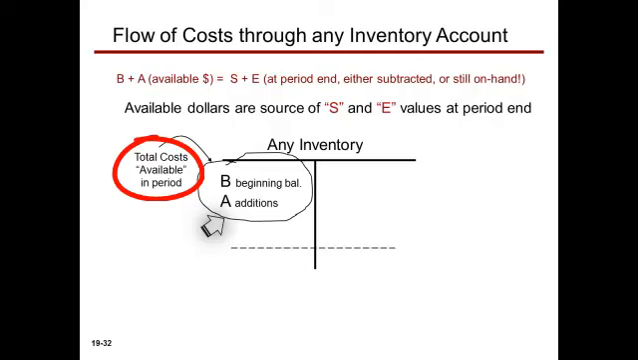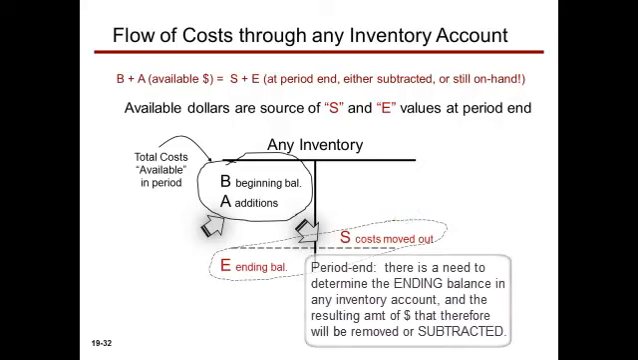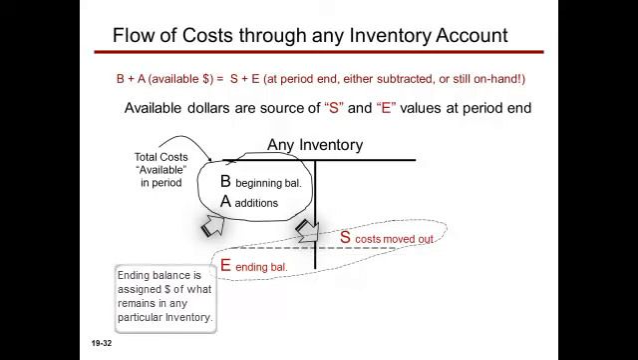These total costs then form a pool that either at month end is still there or it's subtracted because it moves on to the next level. So our available dollars are a source of our dollars that are subtracted or ending values. So the available dollars, the B plus A, are the source of the S and E values: subtracted costs that are moved out of the inventory account and ending balances of the inventory account at the conclusion of an accounting period.